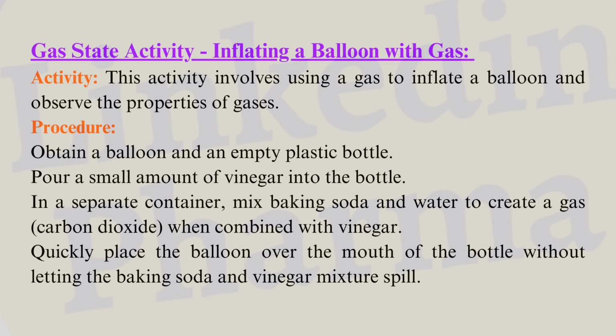Gas state activity. Inflating a balloon with gas. Activity. This activity involves using a gas to inflate a balloon and observe the properties of gases. Procedure. Obtain a balloon and an empty plastic bottle. Pour a small amount of vinegar into the bottle. In a separate container, mix baking soda and water to create a gas, carbon dioxide, when combined with vinegar. Quickly place the balloon over the mouth of the bottle without letting the baking soda and vinegar mixture spill.